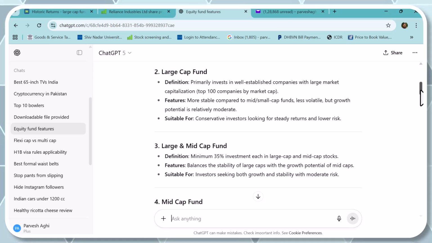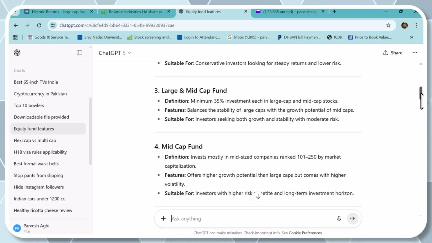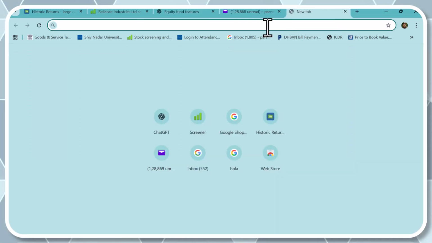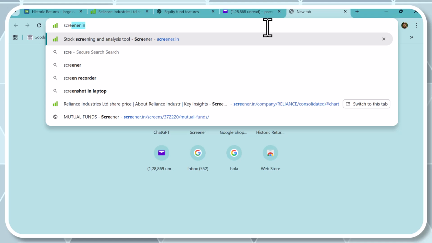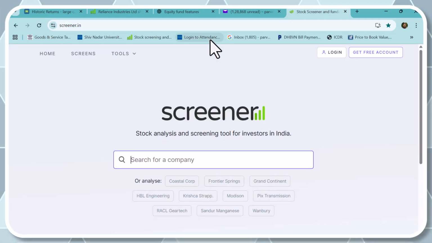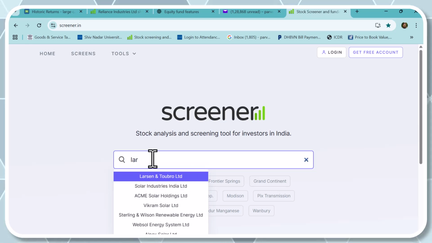Then we have large and mid cap. Okay, so large and mid cap is basically investing into all 250 companies of India, 100 large and 150 mid cap. Okay, so if you look at a screener here and say large and mid cap, this is the large and mid cap index. Okay, are you seeing this?